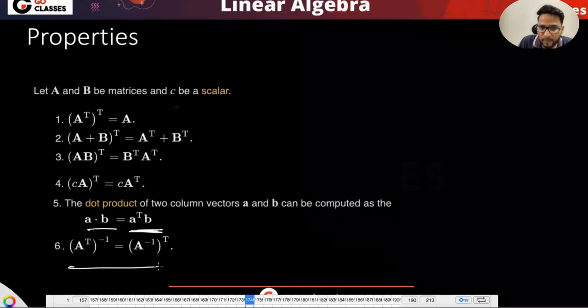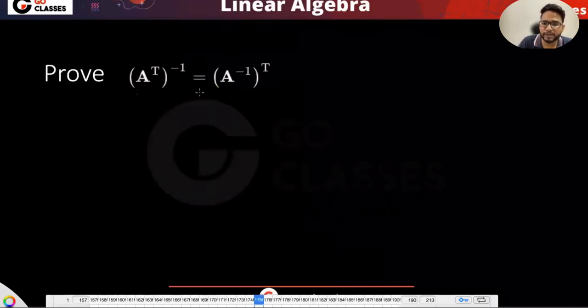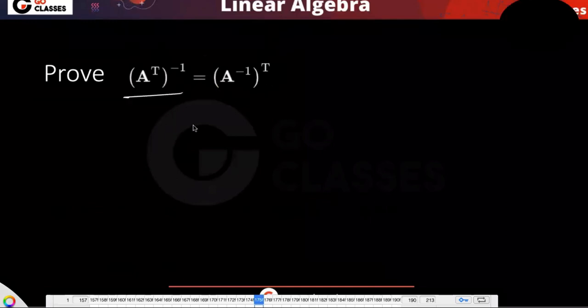Now there is a last property, which is quite important and not very intuitive. It says that if you have a transpose and an inverse, it is your choice: you can take the transpose first or the inverse first, it does not matter. Which means that A transpose inverse equals A inverse transpose. If there is a matrix A, you can take the transpose then the inverse, or the inverse then the transpose. Both are the same.